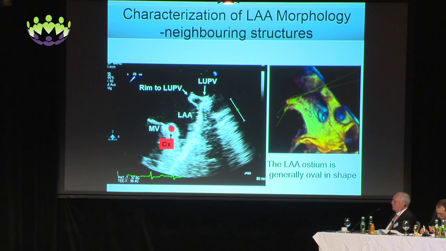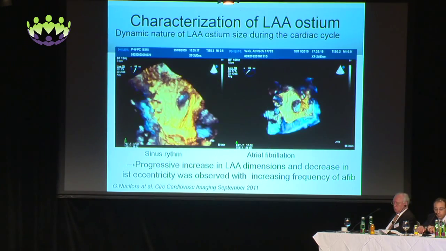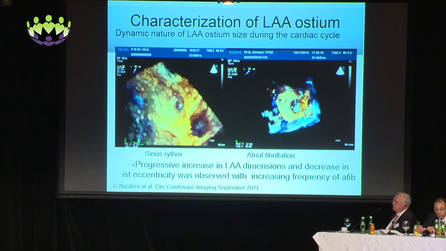This is very important because we are going to put round devices in an ostium which is generally oval in shape. And this may lead, or could potentially lead, to peri-device gaps if we do bad measurements.